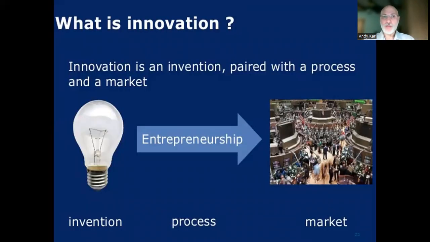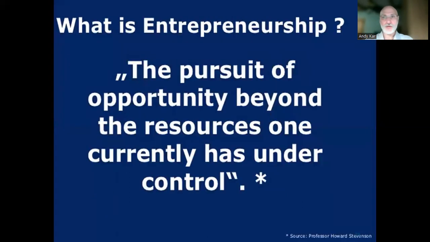Now, what is innovation? Innovation is an invention paired with a process and the market. So we have three key words: invention, process, and market. We combine these things and we have innovation. Okay, and the innovation via the process towards the market is what entrepreneurship is all about. As we're going to see later on, entrepreneurship closes the gap. We're going to discuss that.